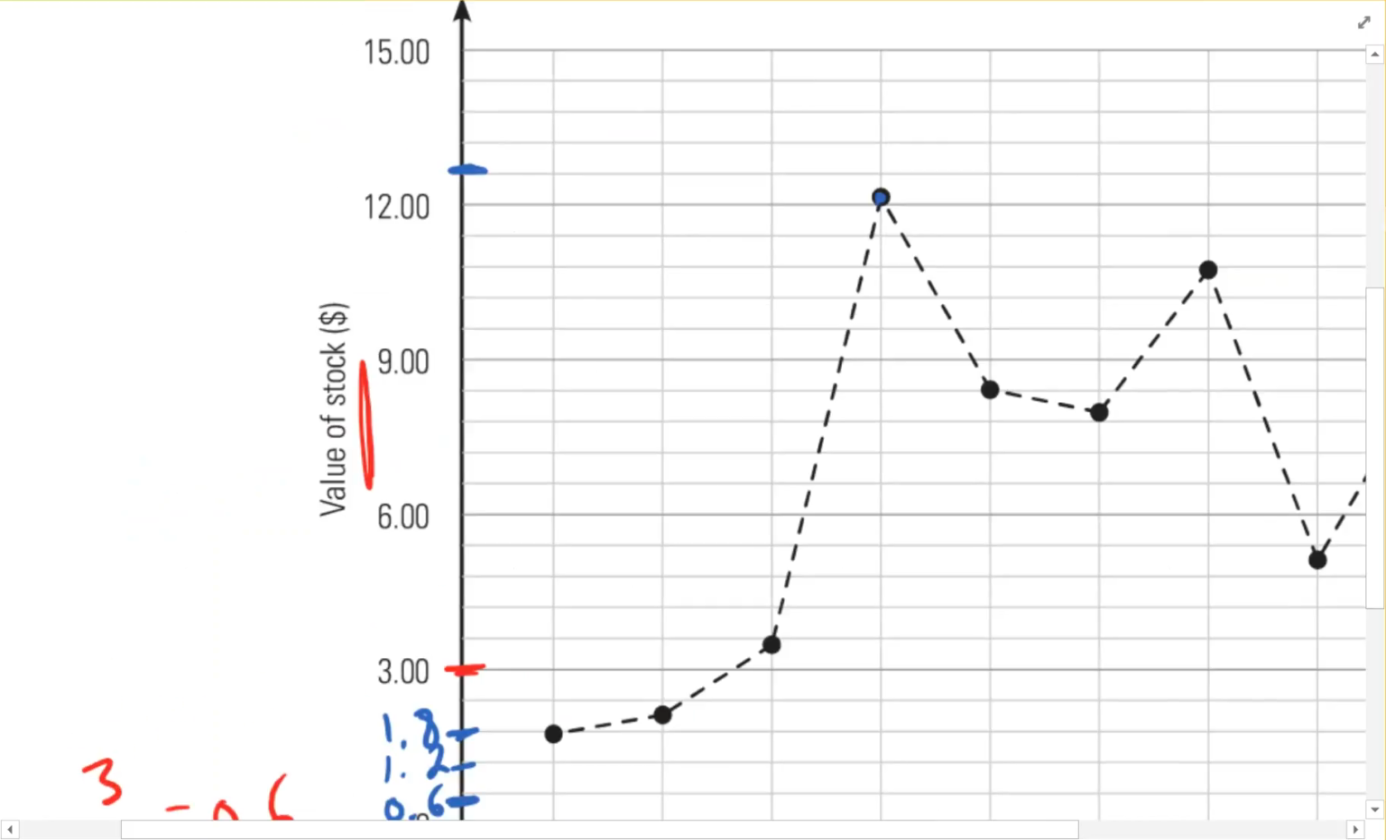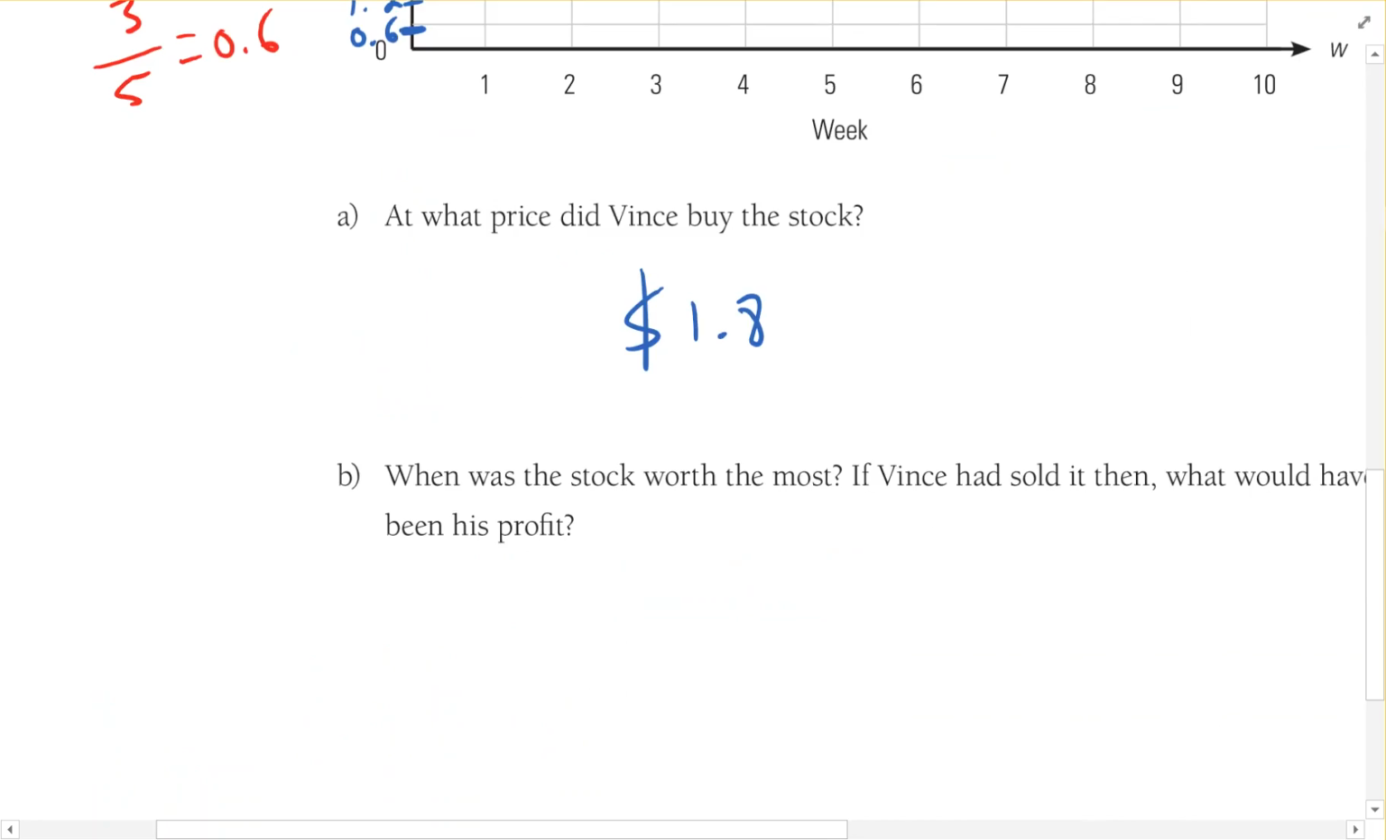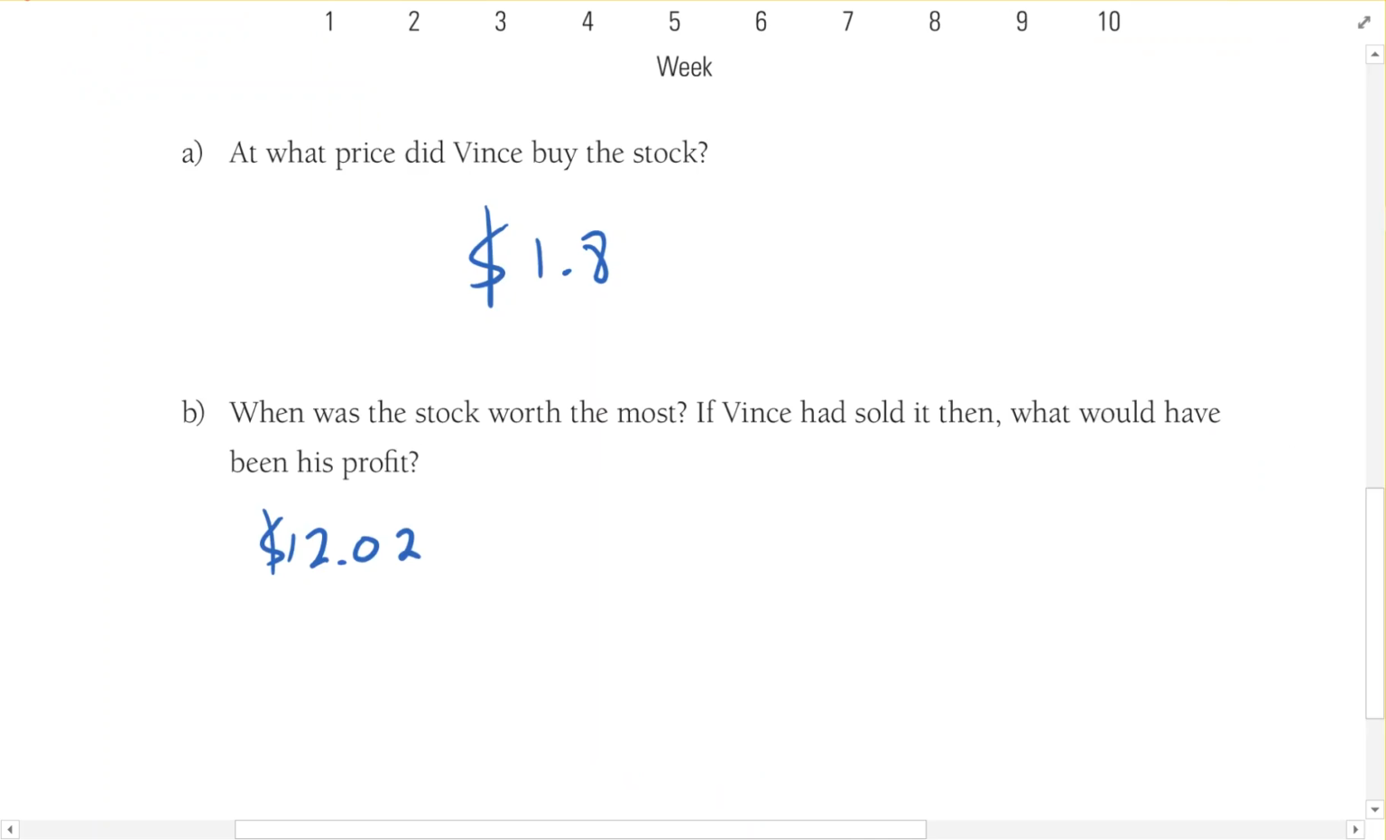I'm going to zoom in a little bit here. 12.06. Okay, so if that's what that point would be, then this point right here, it looks like it's a third of the way up maybe. So this would probably be 12.02. There's a bit of guessing going on there, but that's what we'll say, $12.02. So that's what the stock was worth at the most.